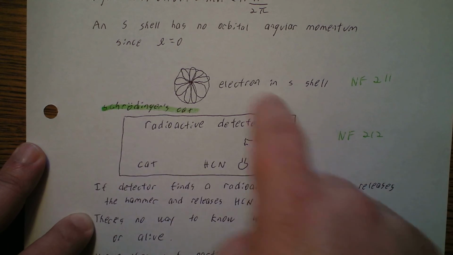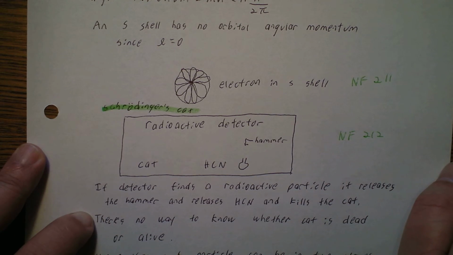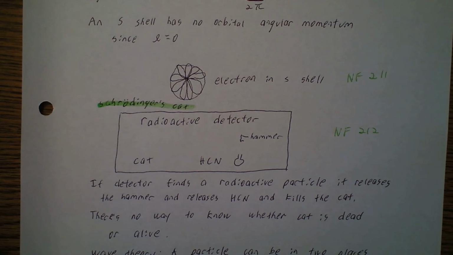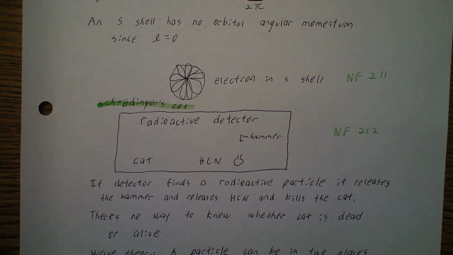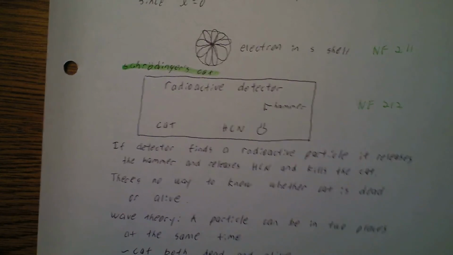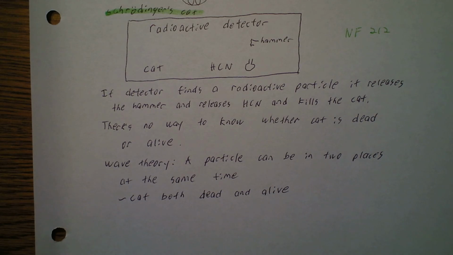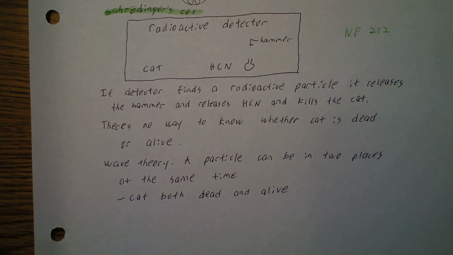But if this is a sealed container, we have no way to know whether the cat is alive or dead unless you actually open it up and look. It's not like there's a formula that will tell you when the radioactive particle is going to set off the radioactive detector and therefore the hammer, etc. So there is no way to know whether the cat is actually alive or dead. Now, according to wave theory, a particle can be in two places at the same time. In this case, the cat is both alive and dead.